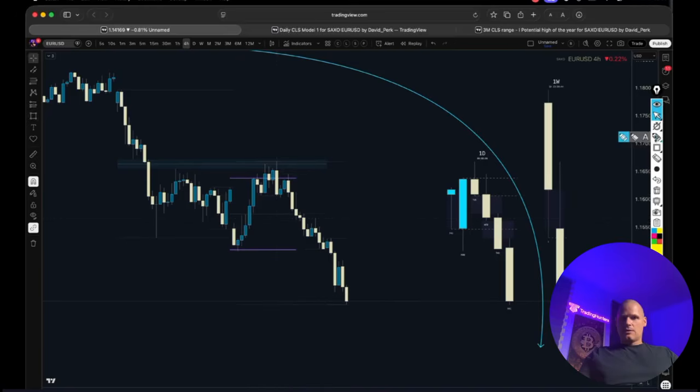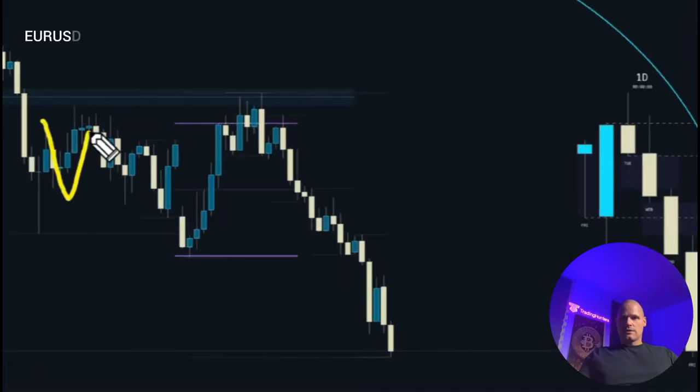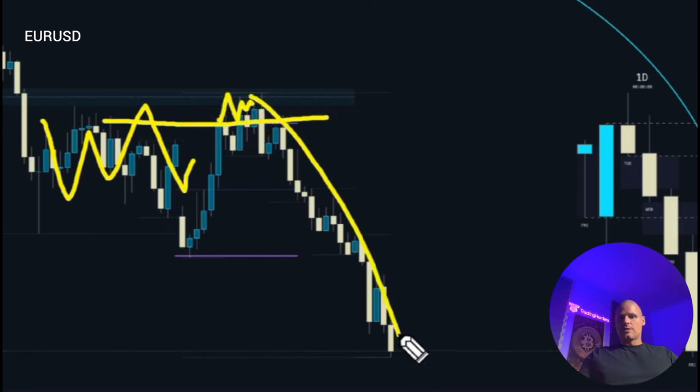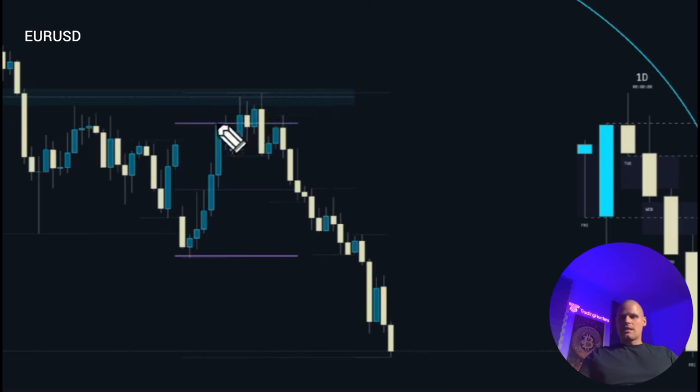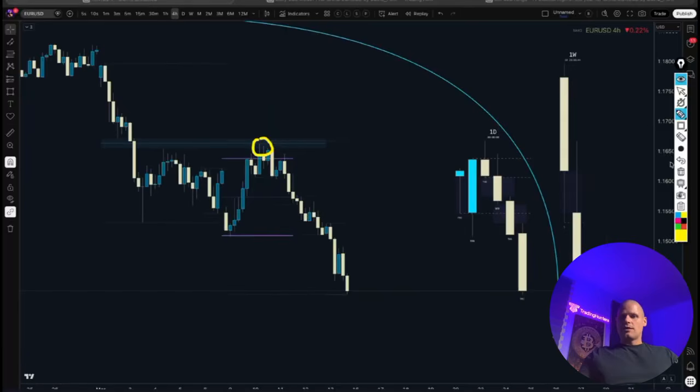what is actually happening in here. You can see how the price was consolidating in here, and then it made this false breakout, and then price started to move lower. So what is happening in here? What are traders doing?